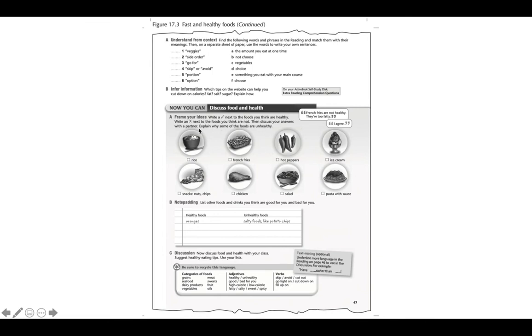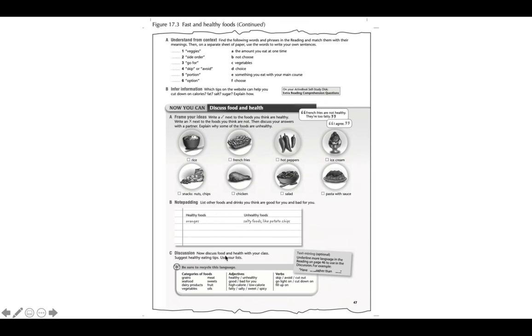Then discuss the answer with your partner and why some of this food is unhealthy, or why this food is unhealthy. So they have to say which one is unhealthy, which one is healthy, and then give reasons why it's healthy or unhealthy. And then note taking is the next one. And then list the foods and drinks that you think are good for you and bad for you. So the healthy food over here and the unhealthy food over there.